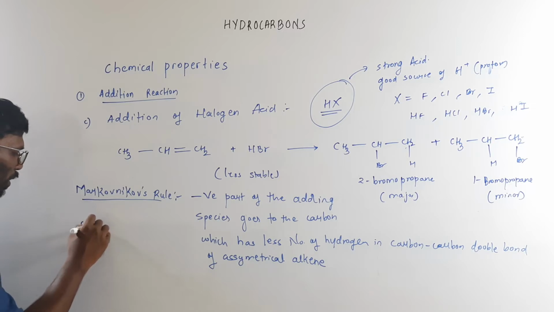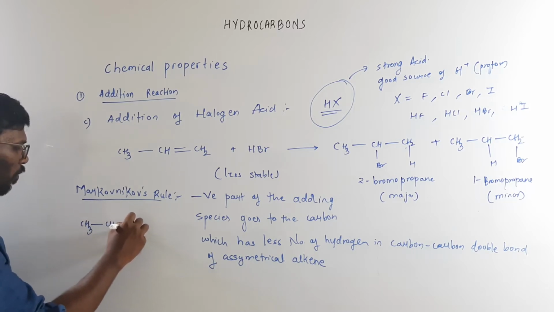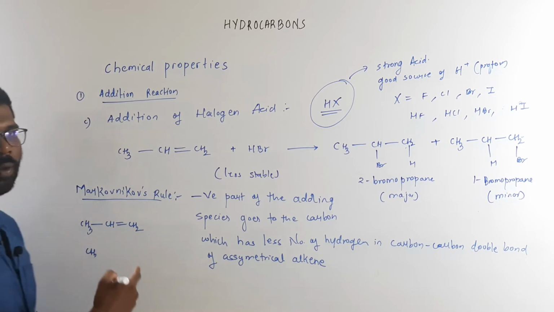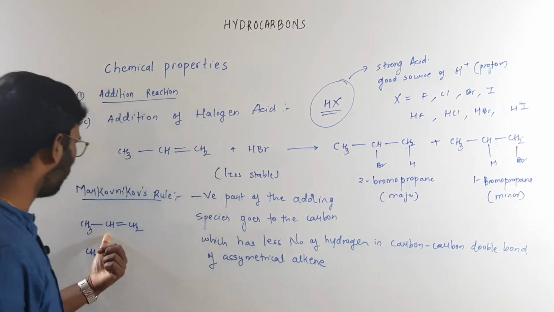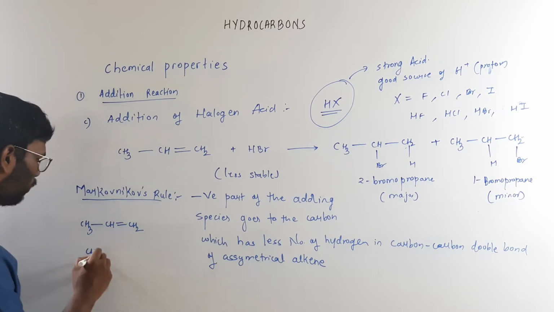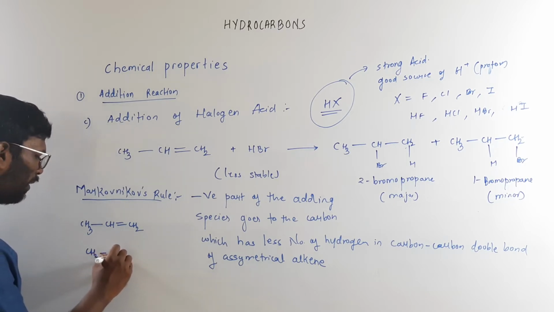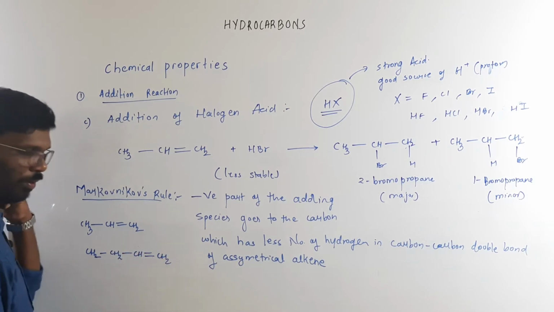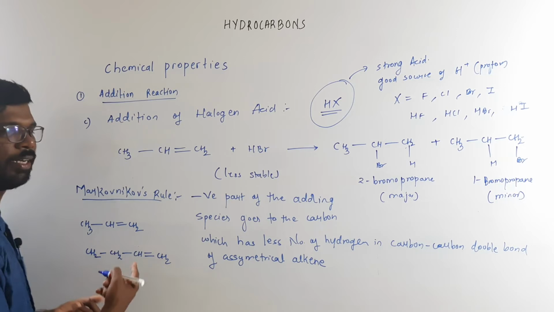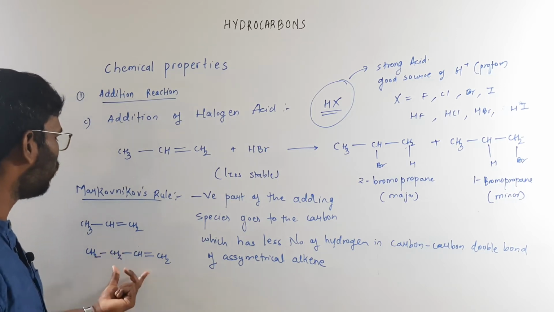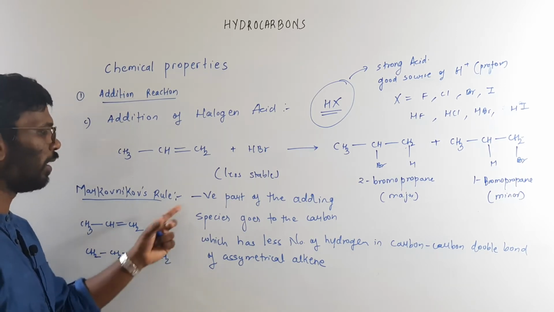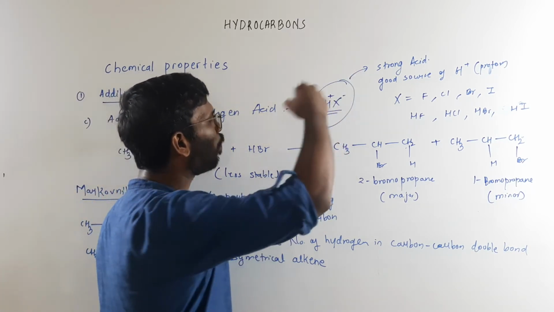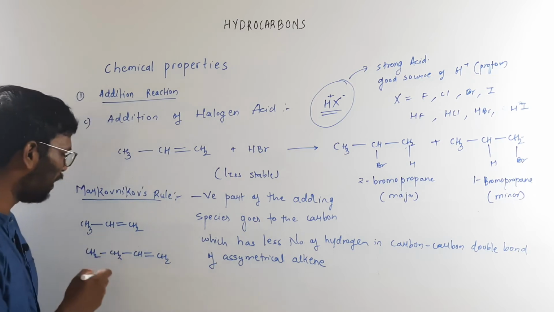If I consider an alkene, this is an example of an asymmetrical alkene, where on one carbon there is one hydrogen, and on the other there are two hydrogens. This is also an example of an asymmetrical alkene, right? If the double bond is at the center, then it becomes a symmetrical alkene. So in the addition of HBr to an asymmetrical alkene, this is the positive part and this is the negative part. The negative part of the adding species goes to the carbon which has less number.